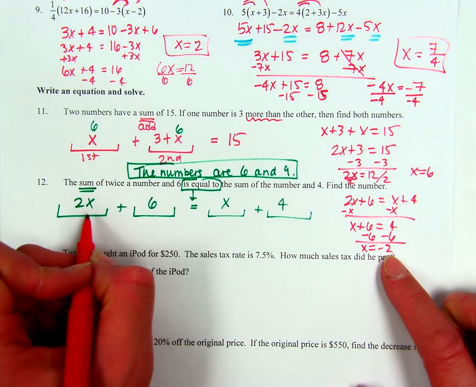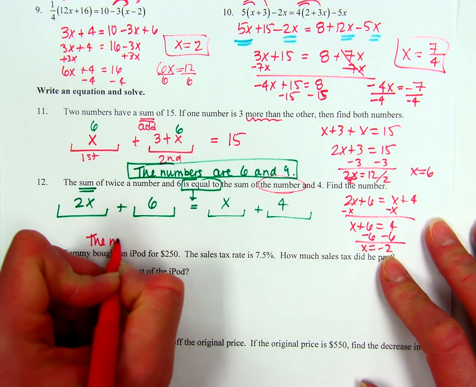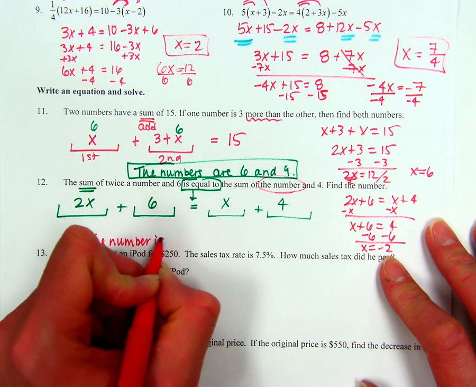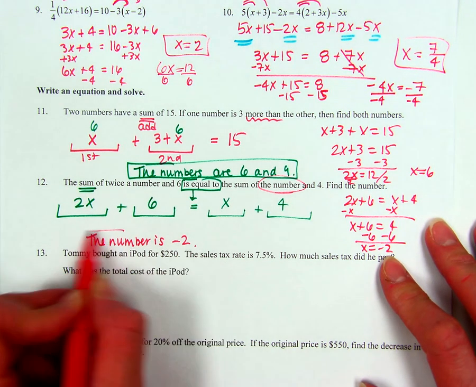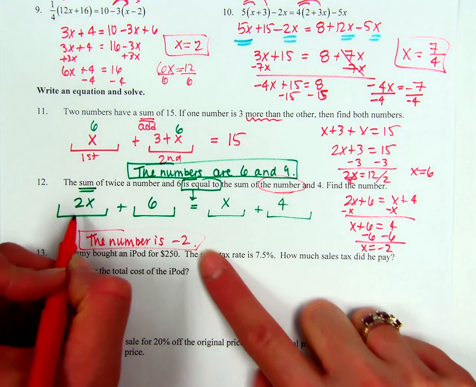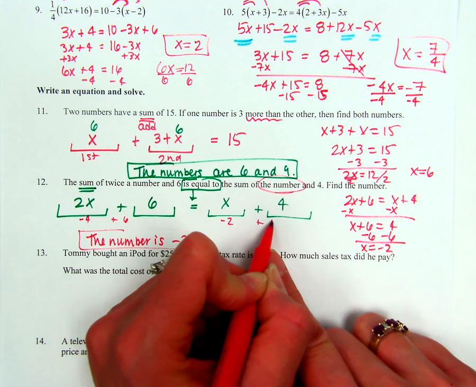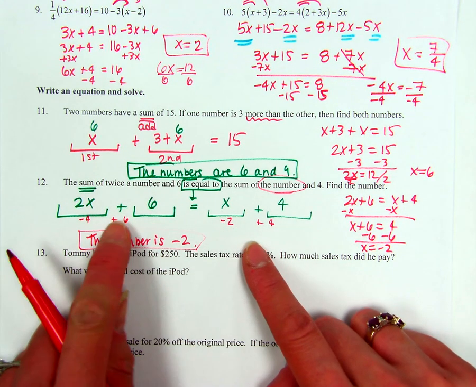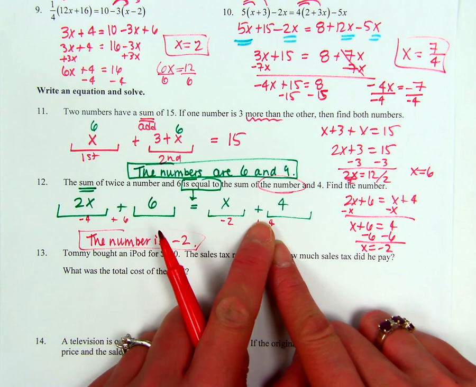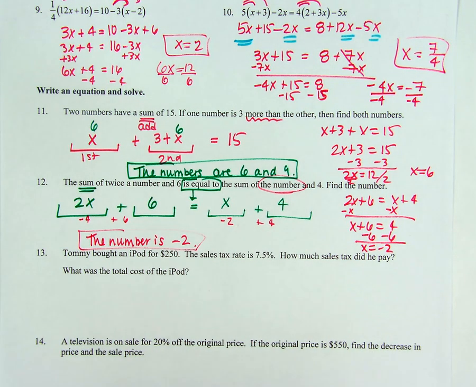So that tells me that my number, that was my variable x, the number is negative 2. If you want to go back and double check to see if it works, 2 times negative 2 is negative 4. If I add these together, negative 4 and 6 is 2. That should be equal to the number plus 4, which is 2. So the number really is negative 2.